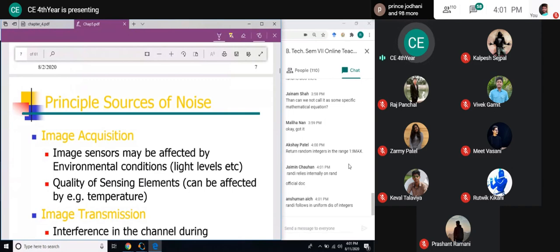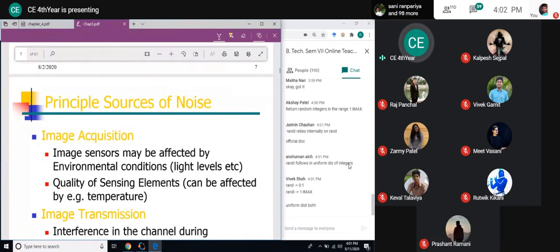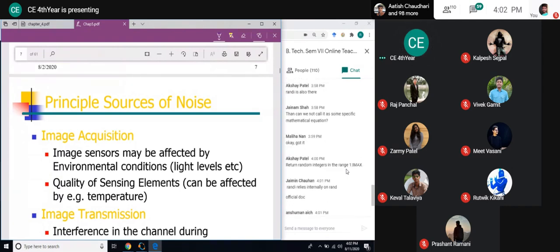Jainam, what was your earlier question? Okay, so random and random I both are uniform distribution, right? Fine. So we can go with the uniform distribution because it will be more useful to us.